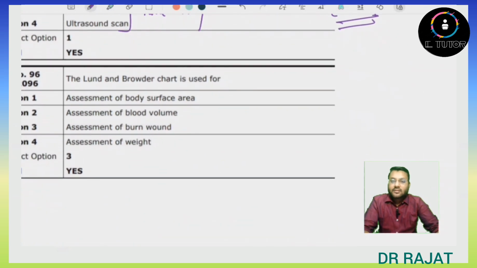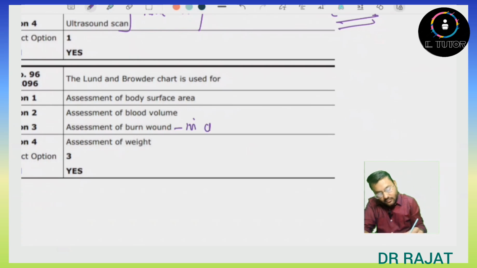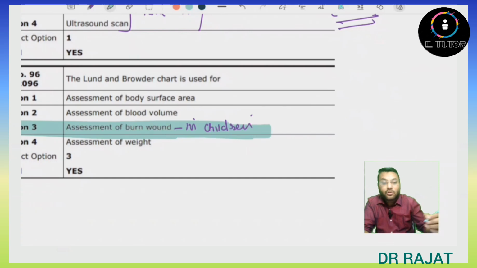Next question is the Lund and Browder chart is used for. So Lund and Browder chart is mainly used for the children to assess the burn wound. So it is used for the assessment of burn wound in children. So answer will be option number 3. Assessment of burn wound in children.